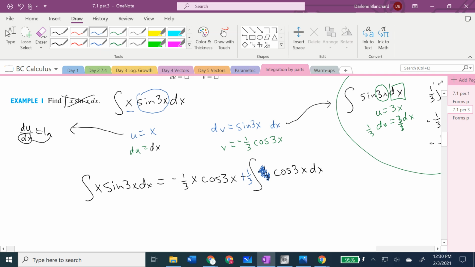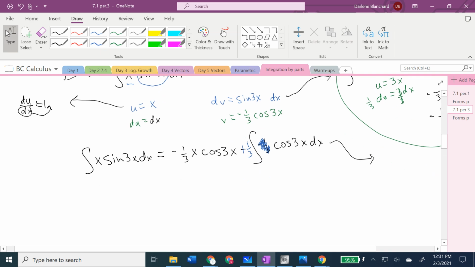And now you need to integrate cosine 3x. And if you're not quick at your u subs, that's another integral that you have to solve while you're in the middle of a bigger process, and you want to avoid that. So I'm going to do this one the quick way.